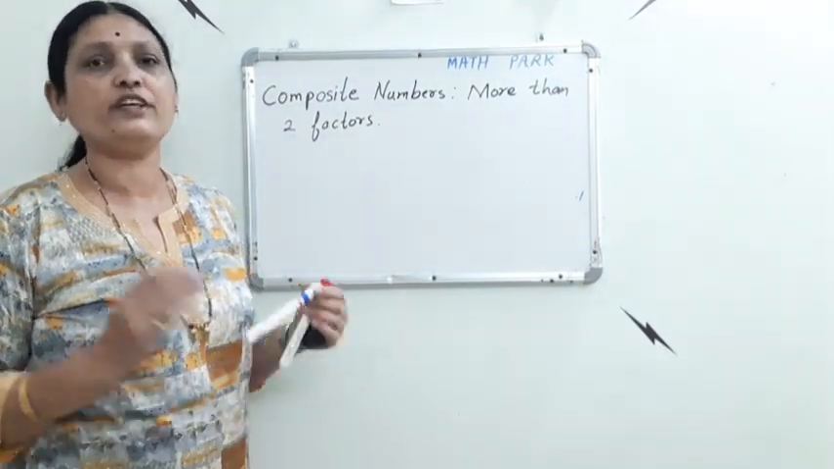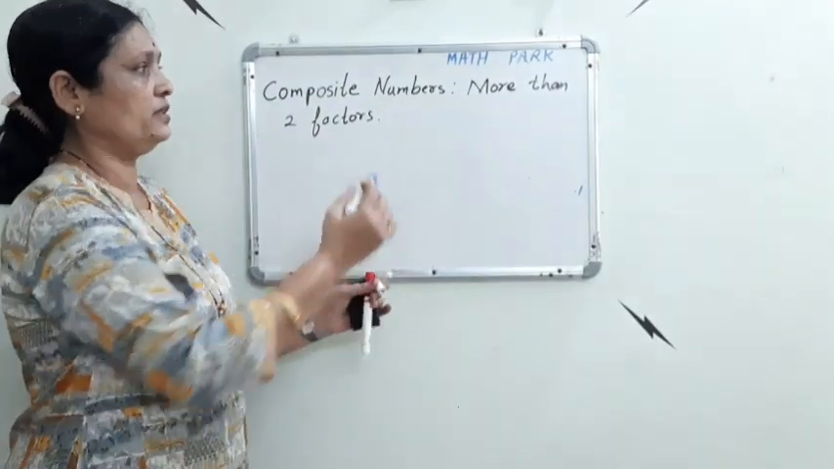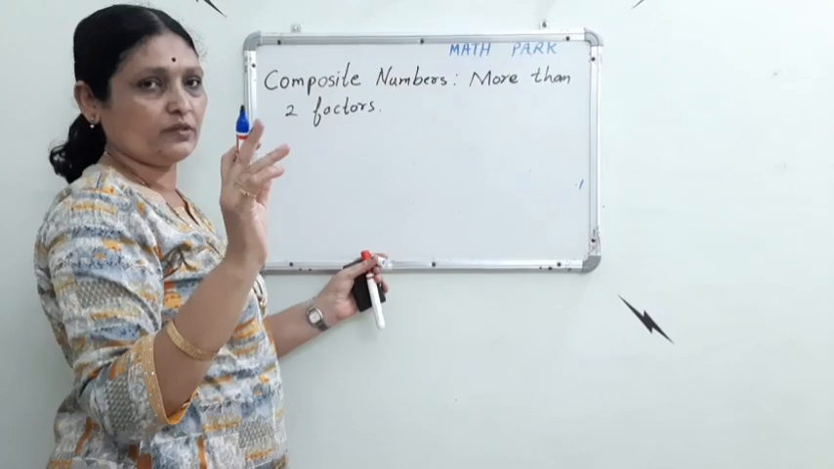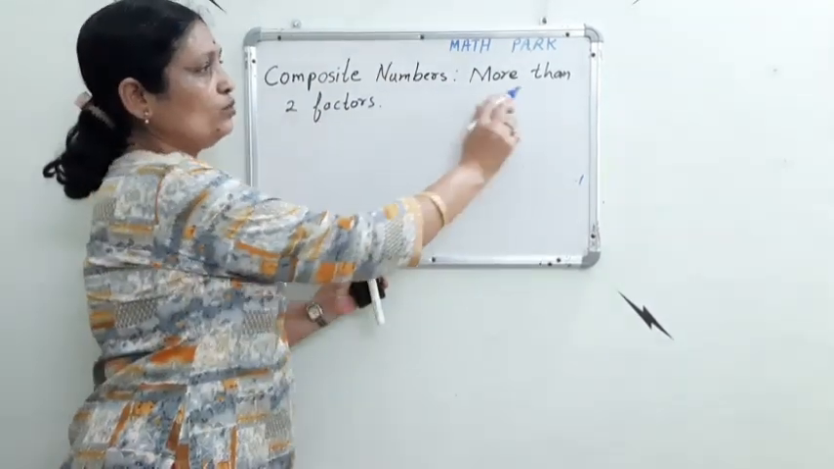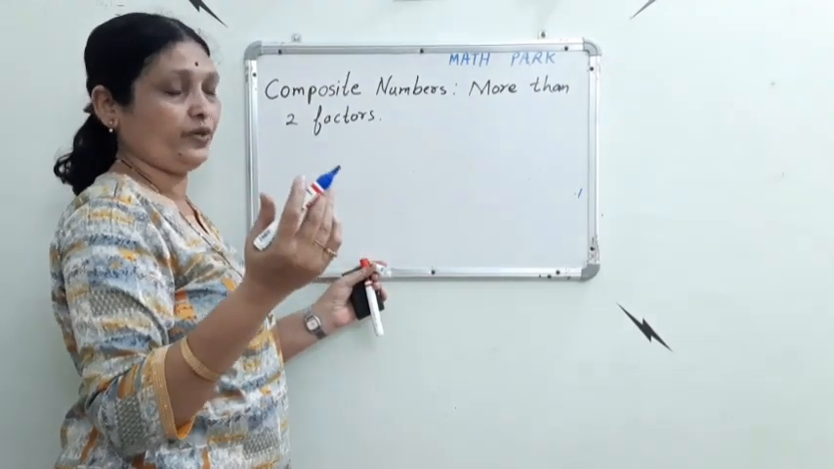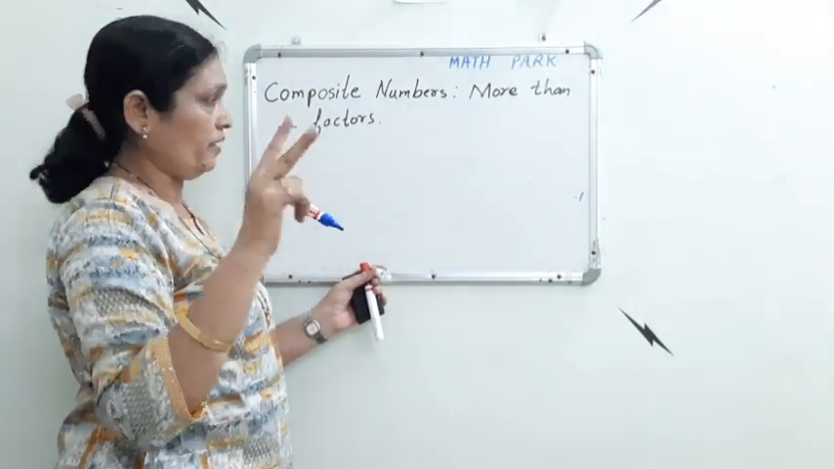In our park, today we are going to learn about composite numbers. Numbers which are having more than two factors are called composite numbers. Last video we have seen about prime and twin prime. Prime numbers have exactly two factors.